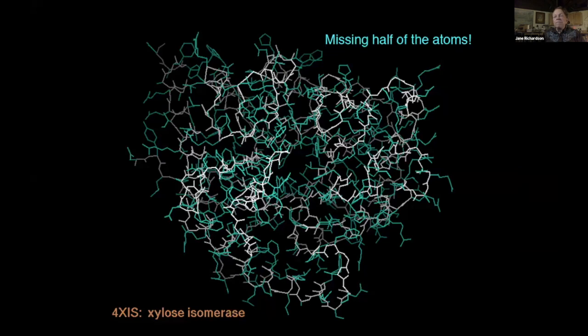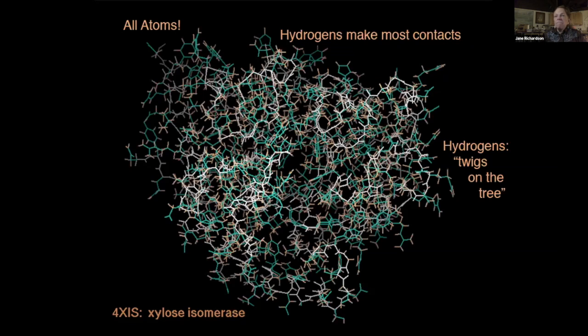But I want to mainly, at this point, try to explain all atom contacts. The sort of picture that one is used to looking at and thinks of as full detail is actually missing half of the atoms, which are the hydrogens. And if you're going to leave out half the atoms, that's the half to leave out, I must say.